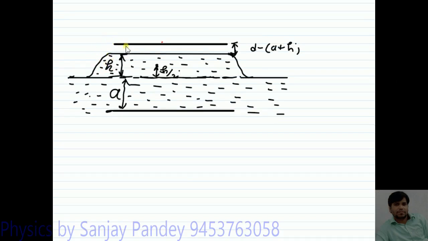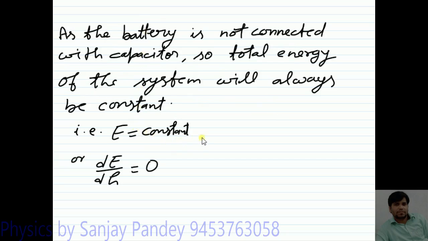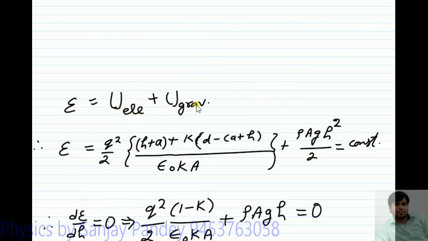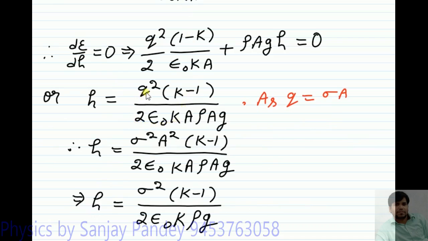As the battery, that is the external energy source, is not connected with this capacitor, the total energy of this system will always be constant, that is E is equal to constant or dE upon dh is equal to 0. Now the value of E is U electric plus U gravitational. On substituting these values in this equation, we get E equal to this. Now dE upon dh equal to 0 gives this result. From here we get h is equal to Q square K minus 1 upon 2 epsilon naught K a rho a g.